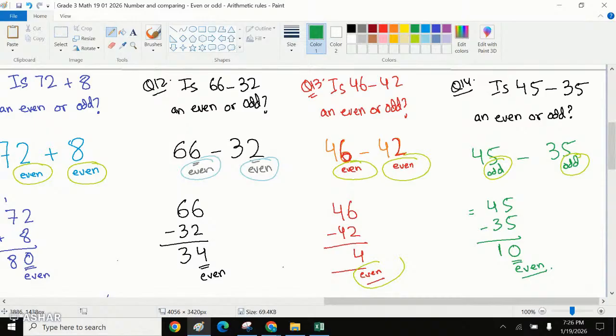So what we need to remember is that if both the numbers are the same type, the result would be even. If one is odd, one is even, then it's odd. If both are odd, it's still even. If both are even, it's still even, right? Okay. Let's try another.